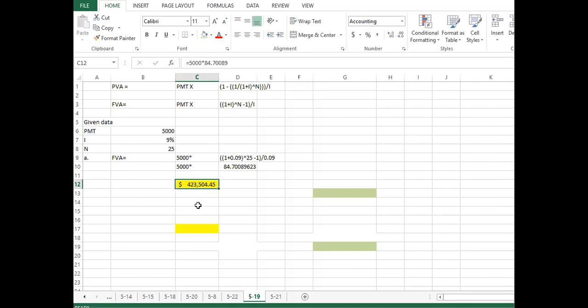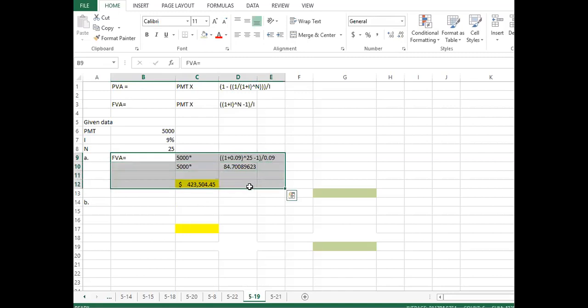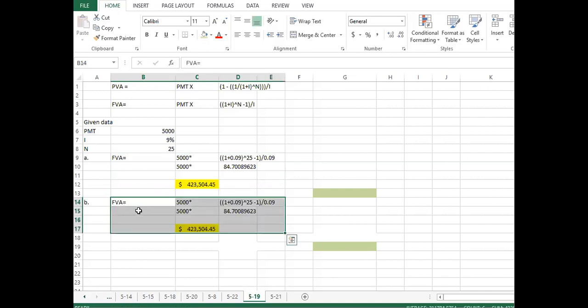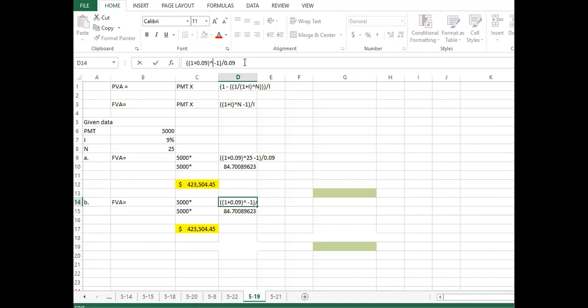so this is your future value, $4,23,504. So she will get 4,23,000 when she retires after 25 years. And in the B part, we just have to change the N, and N is 30, because 70 years minus 40 years, you get 30.